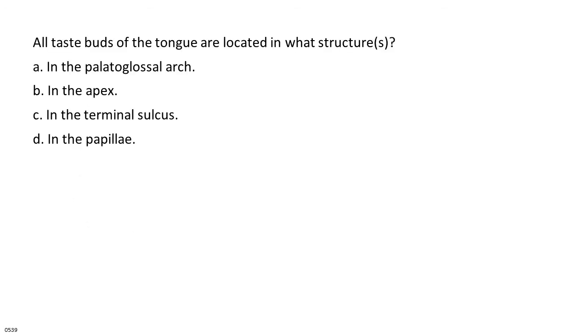All taste buds of the tongue are located in what structures? A. In the palatoglossal arch. B. In the apex. C. In the terminal sulcus. D. In the papillae.